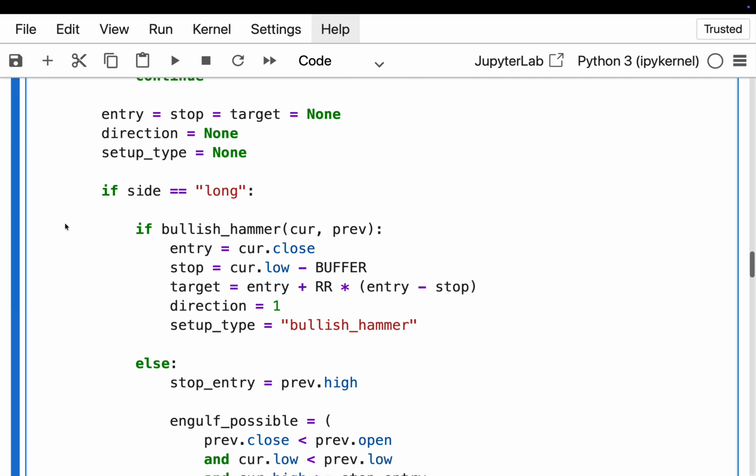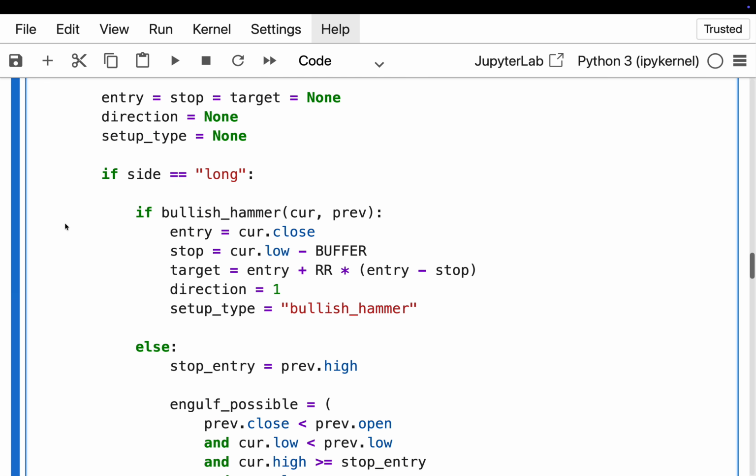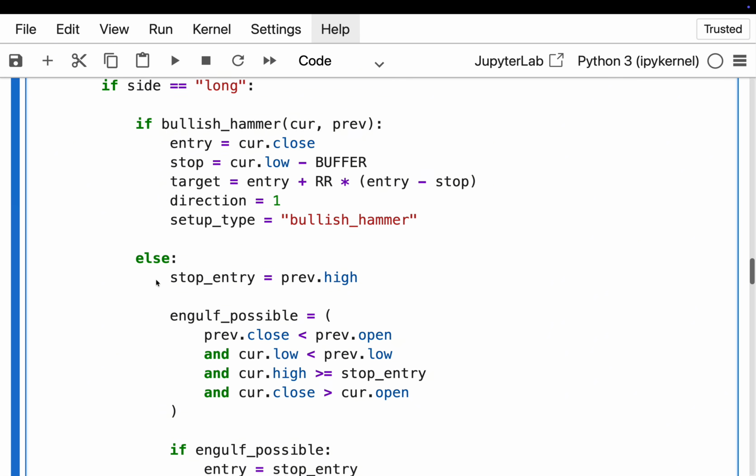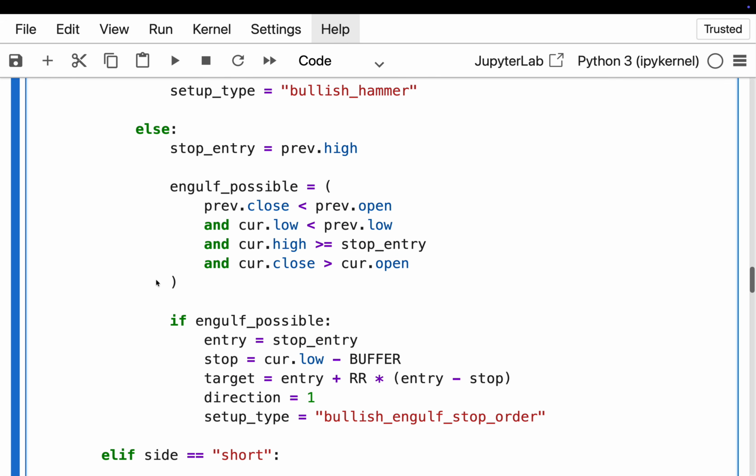On the long side, we first check for a bullish hammer. If confirmed, we enter at the close of that candle. Stop goes below the hammer's low with the buffer. Target is 2 times the risk distance above entry. If no hammer, we check for a bullish engulfing.